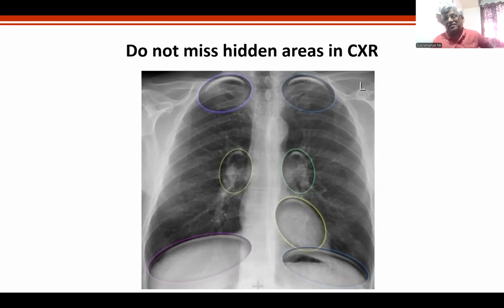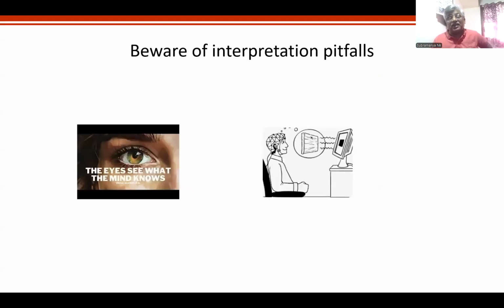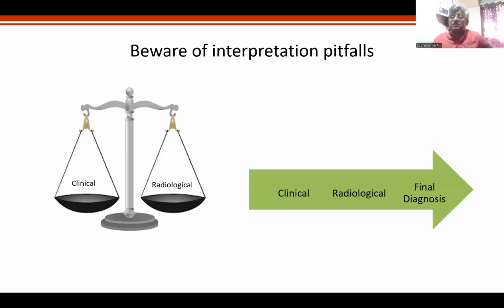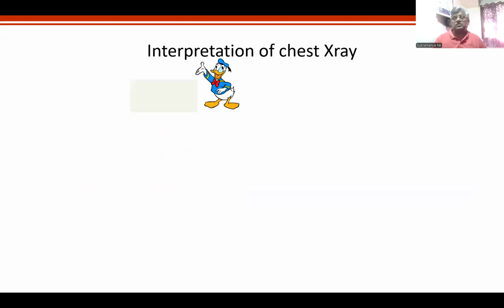You need a radiological eye to see the X-rays, my dear friends. Eyes cannot see what the mind doesn't know. Beware of interpretation pitfalls, and you need to make a clinical diagnosis, a radiological diagnosis, correlate and make a final diagnosis. Often we end up saying, this is my diagnosis, whether the X-ray correlates or not. Mix the two and make a conclusive diagnosis.